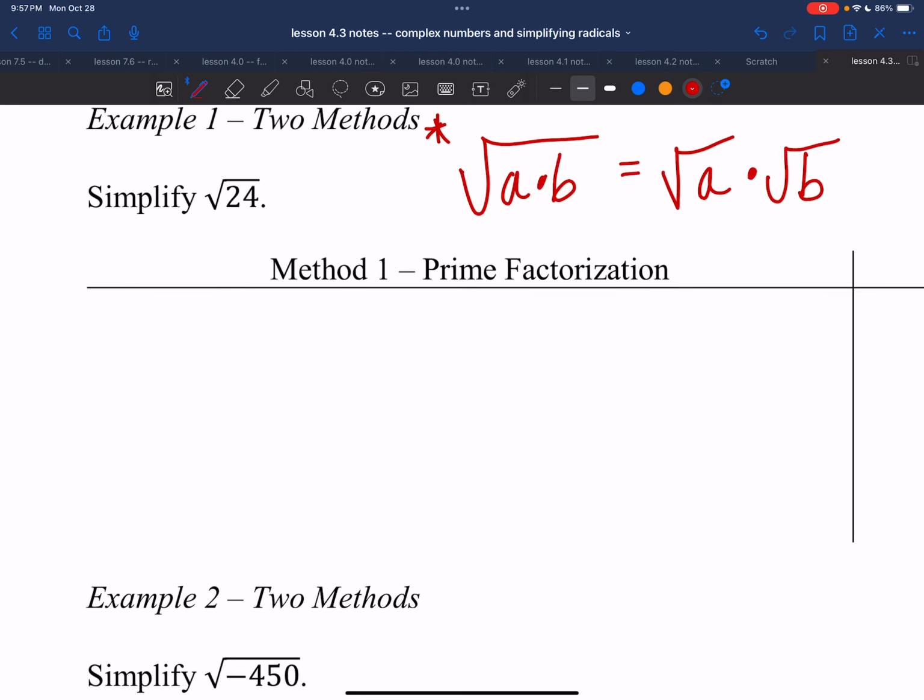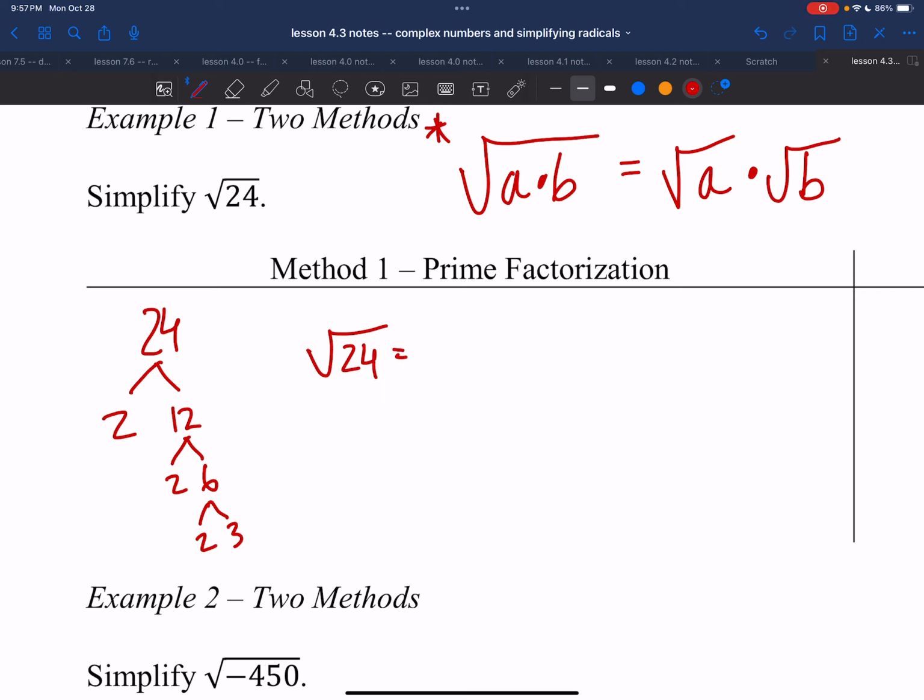So let's look at 24 and find its complete prime factorization. So we're going to take 24 and divide it into all of its prime factors. I say 2 goes into 24, makes 12, 2 and 6, 6 is 2 and 3. So what this means is the square root of 24 can be written as the square root of 2 times 2 times 2 times 3. And what we're going to look for here is pairs of the same number, and I'll explain why.